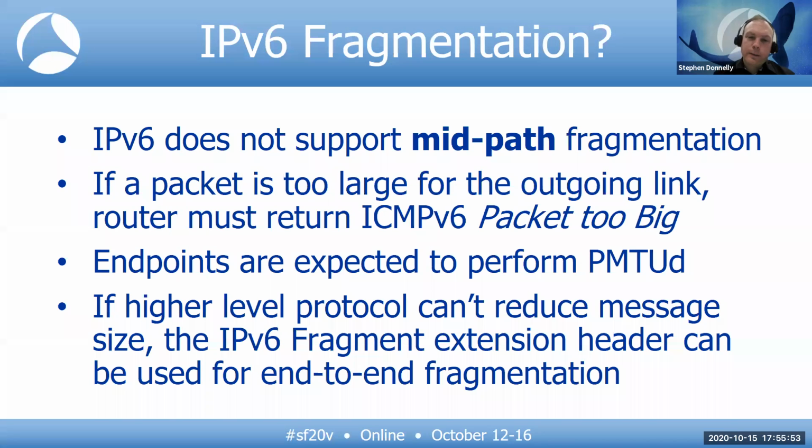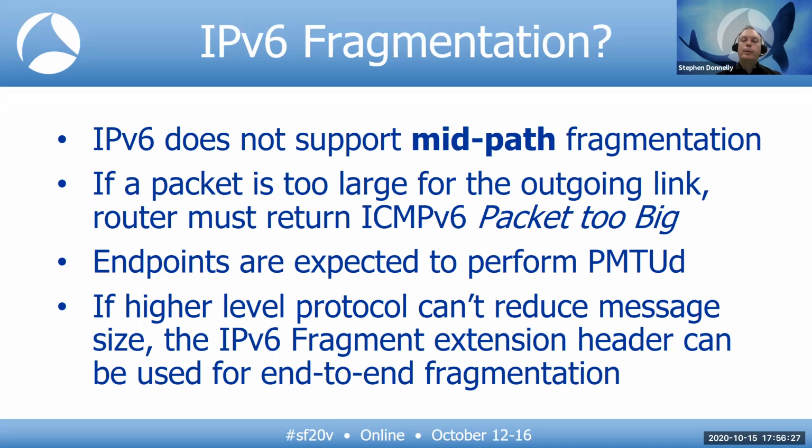Now, IPv6 is a little bit different. It's been around for a while now, but it doesn't support mid-path fragmentation by design. So if you're an IPv6 router and a packet arrives that's too large for your outgoing link, then you must return an ICMPv6 packet too big message back to the sender. You can't fragment it. It means that there's no don't fragment bit. It's implicit on all IPv6 packets. So that means that the endpoints have to do path MTU discovery.